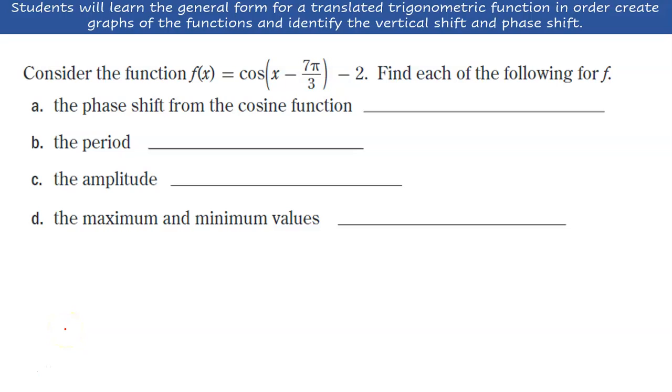Now, just looking at this graph, what's the phase shift happening here? Well, the phase shift is how we're affecting x. So what's being done to x? Well, it says it's x minus 7 pi over 3. So since it's minus, that means we're moving it to the right 7 pi over 3. I think I had that animated. I did.